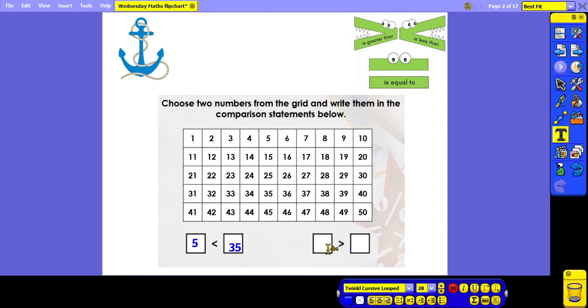And on the second example, this number must be greater than this number. So I could have 48 on this side and 9 on this side. Remember, the crocodile always eats the bigger number.